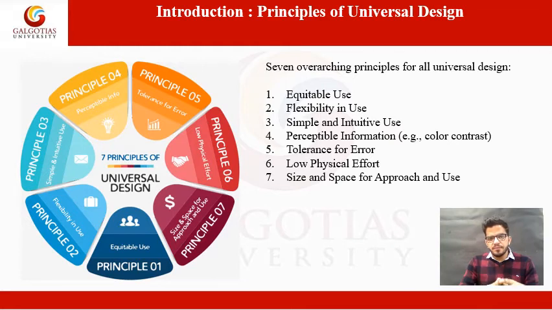The sixth important principle is low physical effort. A space under universal design should be adapted for low physical effort in movement and accessibility. The seventh principle is size and space for approach and use. The space should be within the standard sizes, and the space design should be very clear so that it is very easy for users to approach.